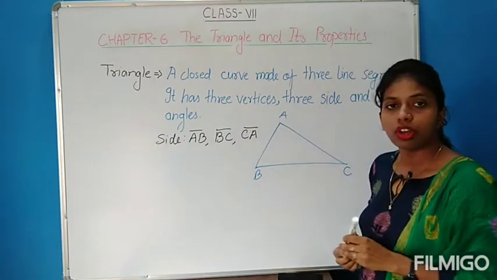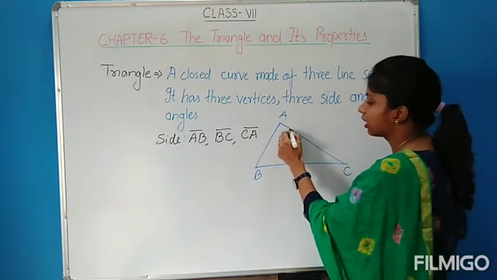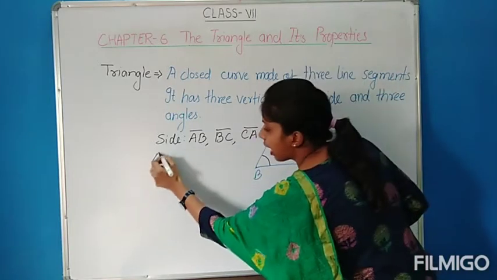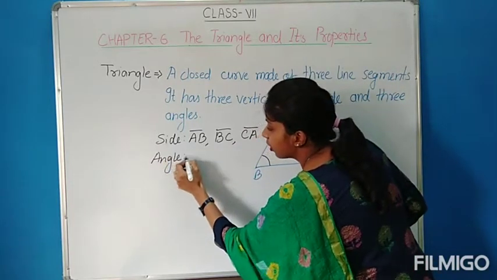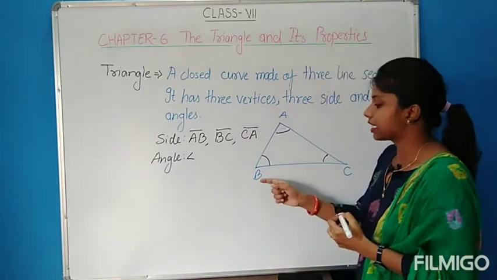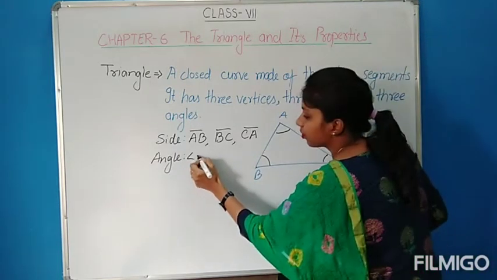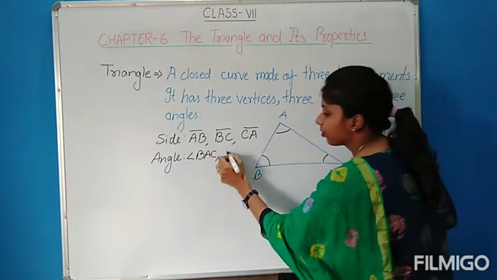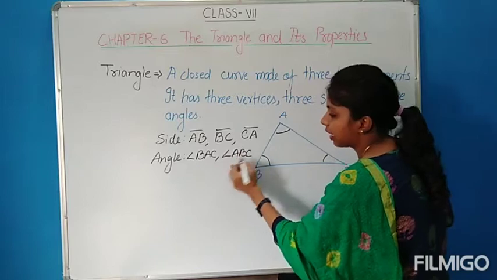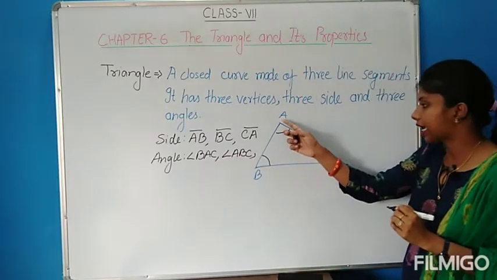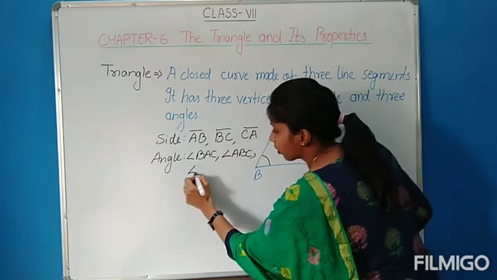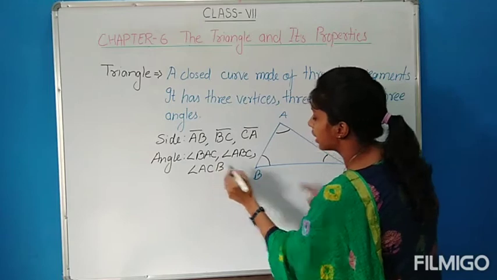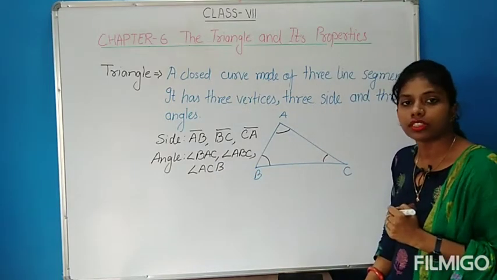Okay, and we can see that there are 3 angles in a triangle. Let's name them. The first angle is angle BAC, the second angle is angle ABC and the third angle is angle ACB. These 3 are the angles of this triangle.